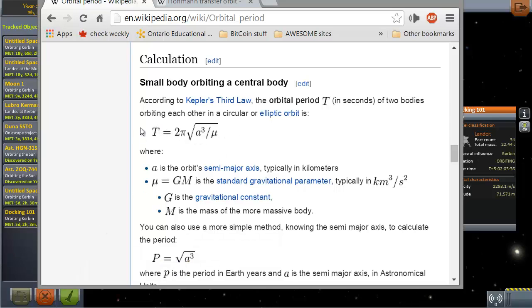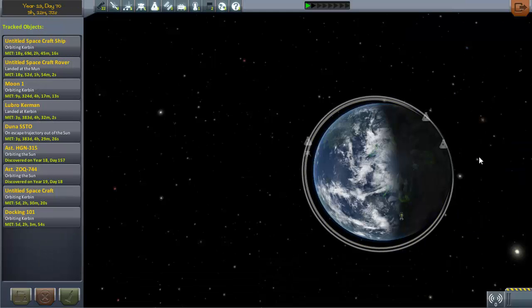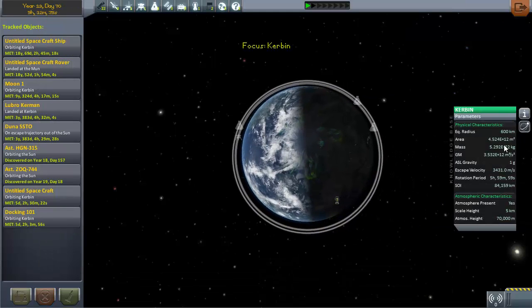This is the formula we used last time, so it's 2 pi square root of a to the power of 3 divided by mu. So this right here is the distance from the center of Kerbin in meters, and this is the gravitational parameter that is available to us if we click on Kerbin and look right here. So this is it right here, 3.532 times 10 to the power of 12.